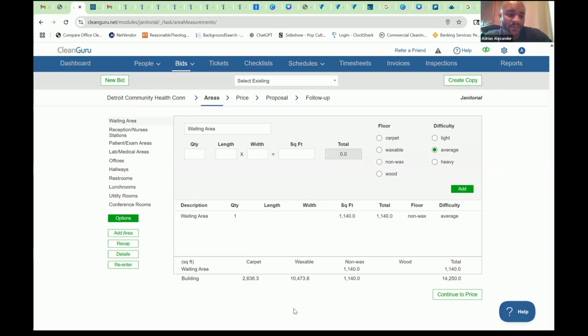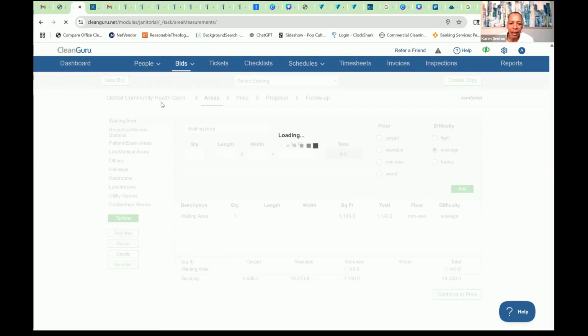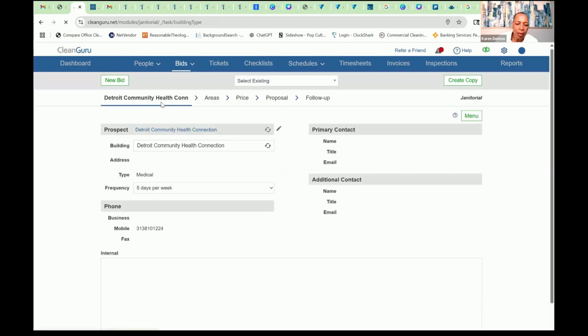Okay. Give me one second. There you go. You kind of went when I said set it up. I didn't mean go past that part. I needed to see what type of building you chose versus what type of building it is. Okay, so it's a five day a week. It's a medical building. Okay, all right. Go to the areas.